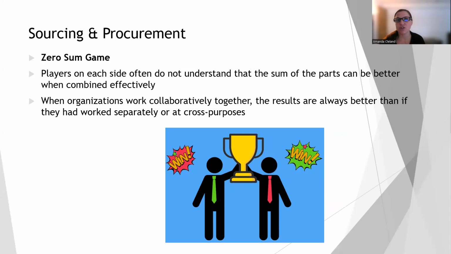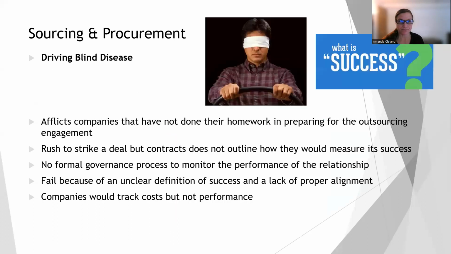When organizations work collaboratively together, the results are always better than if they had worked separately or at cross purposes. So it's really hard to get two different players to realize that if we communicate and collaborate, it's going to be better for both of us. And many organizations think of this as a zero-sum game. If I win, you lose. If you win, I lose. That's how a lot of companies think of it, so trying to get them to move away from that zero-sum game is very difficult.